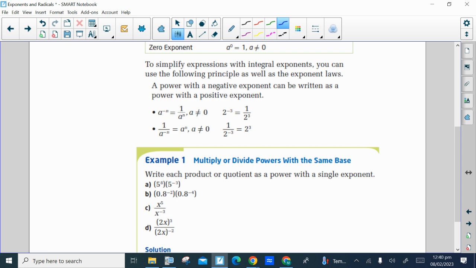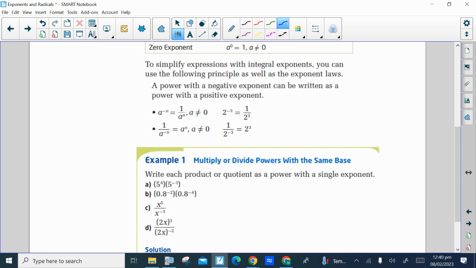So essentially what happens here, Brock, are you with us? Essentially what happens here is that if the power is on the top, you move it to the bottom. And when you move something from the top to the bottom, the sign of the exponent changes. If it's on the bottom, you move it to the top, and when you do that, the sign on the exponent changes. So in the same way, you see 2 to the negative 3 is 1 over 2 cubed. Move it from the top to the bottom, and the exponent sign changes.